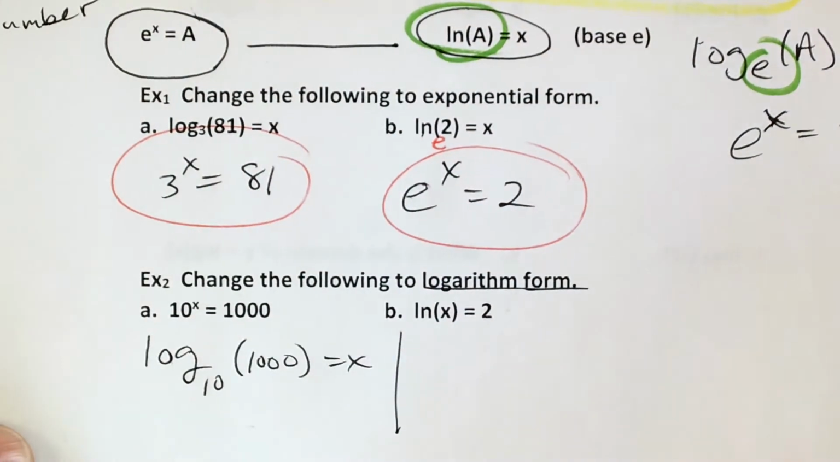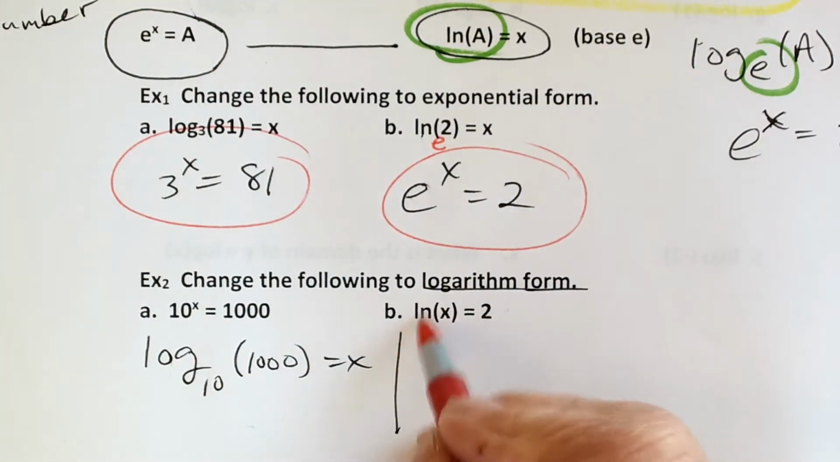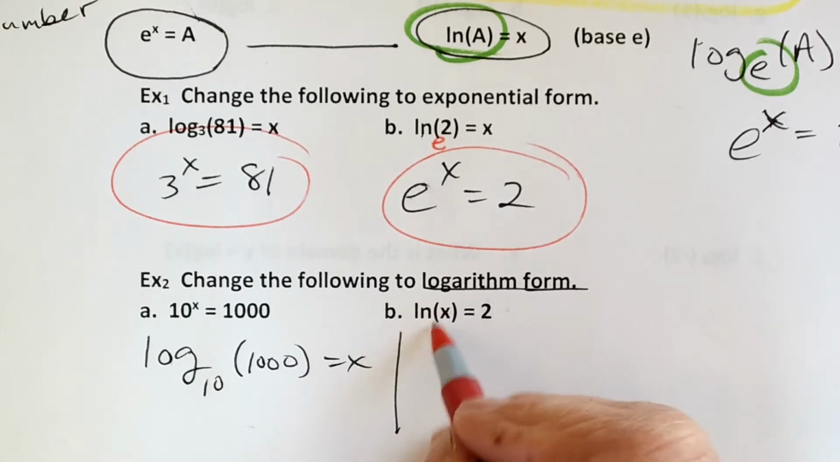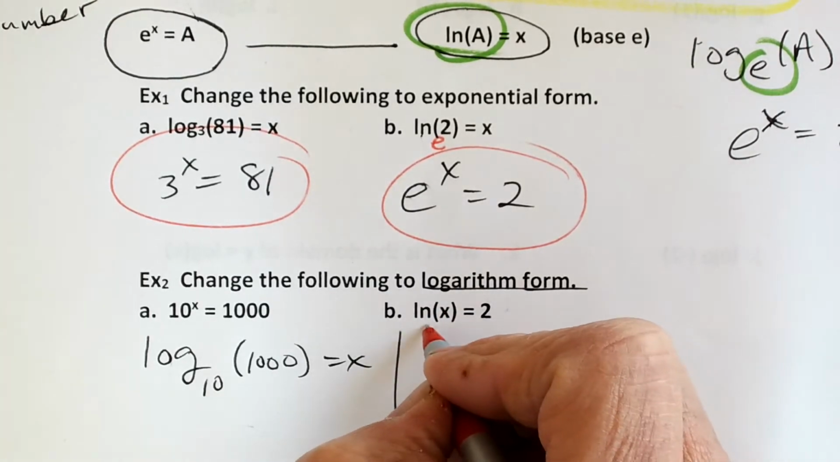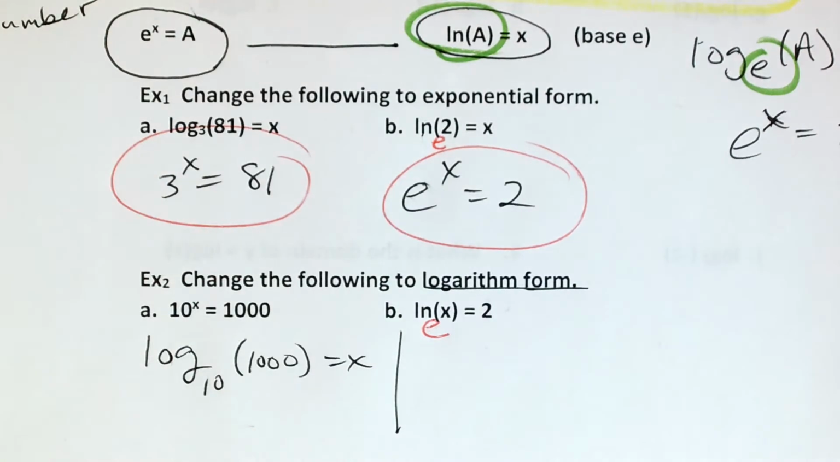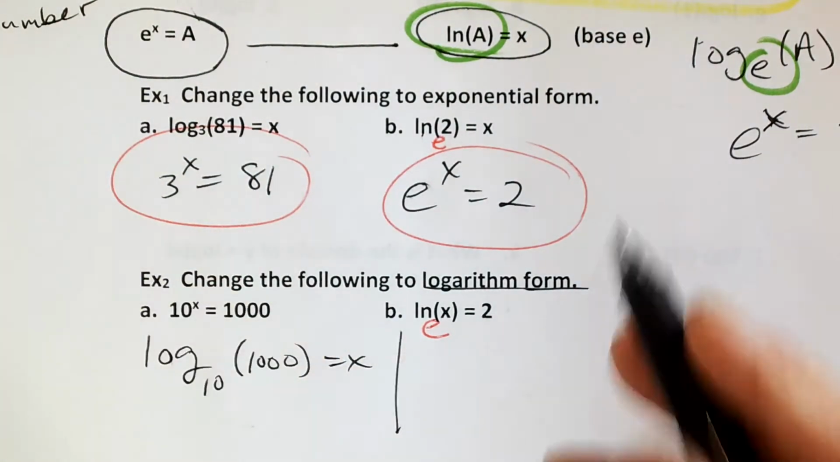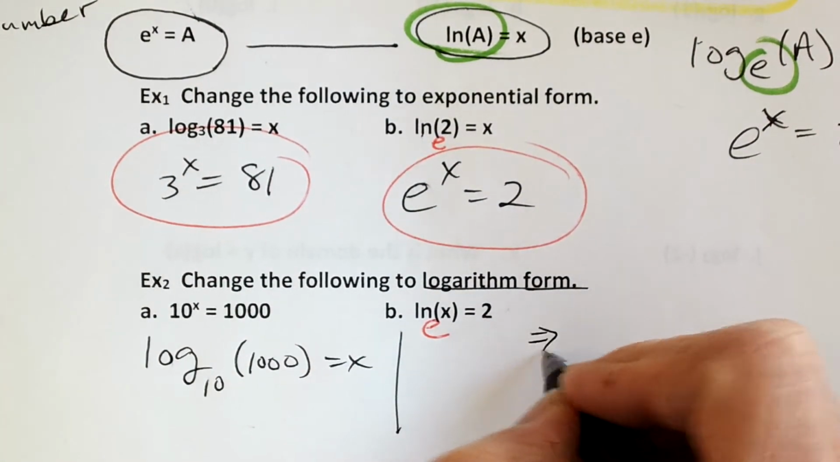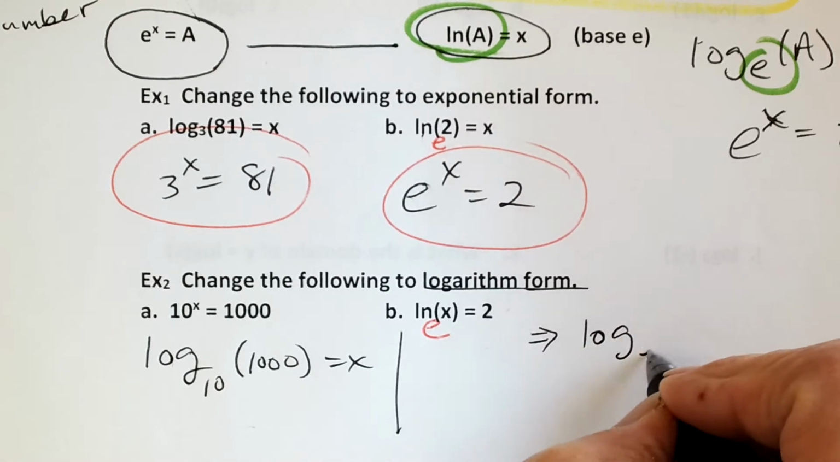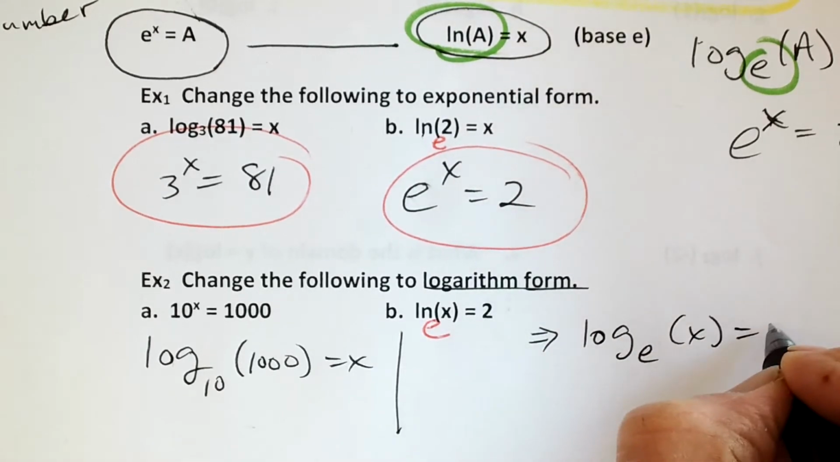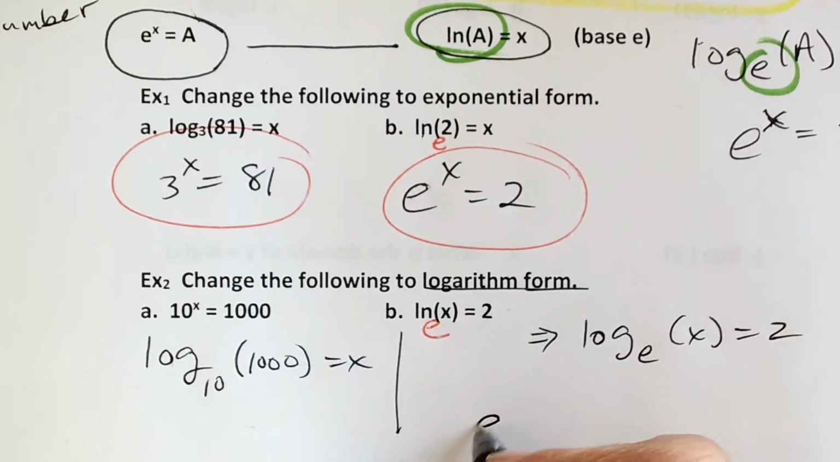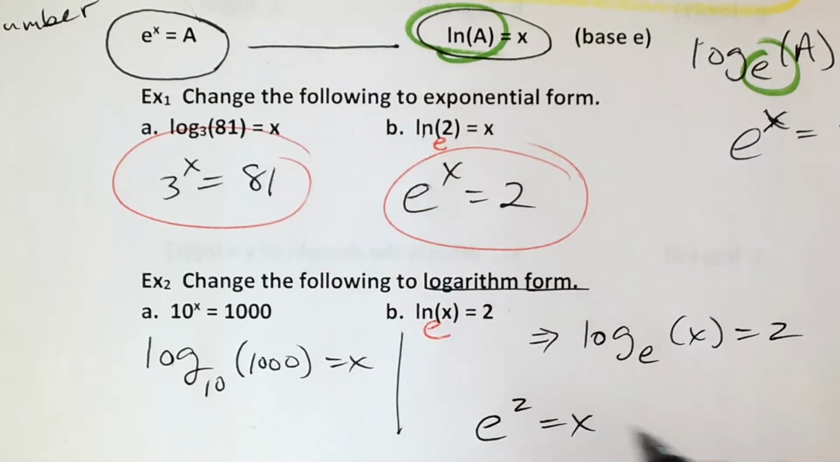Okay, letter B. What's our invisible base? Again, I don't see a base, but what's the invisible base? E. Okay, good. Change the following to logarithm form. It already is in logarithm form. I need to redo this one. But it could be log base E of x equals 2, or better yet, e to the 2 is equal to x. I like that better, okay?